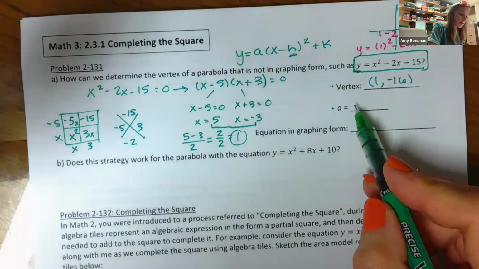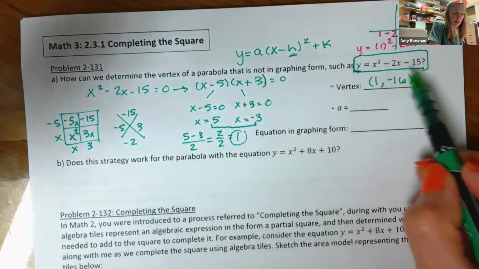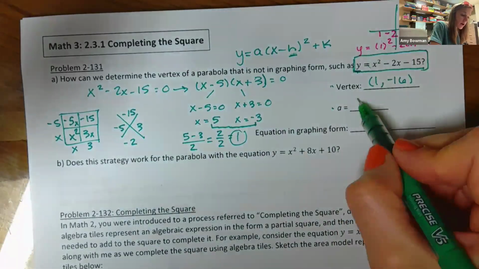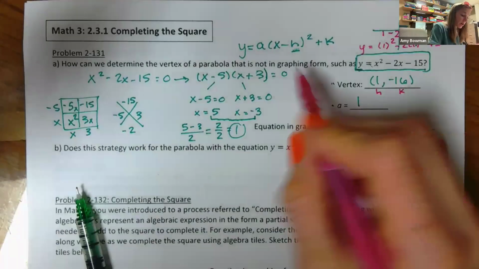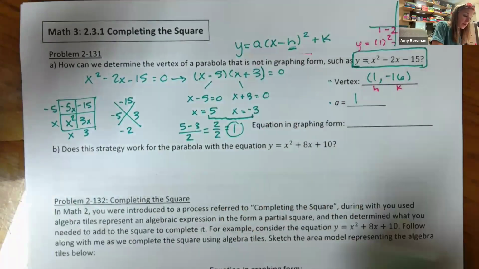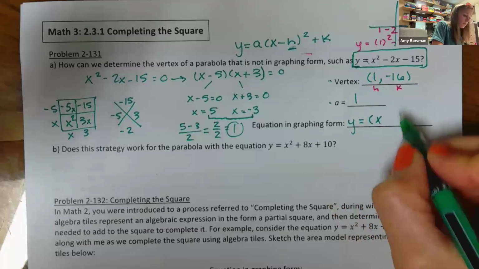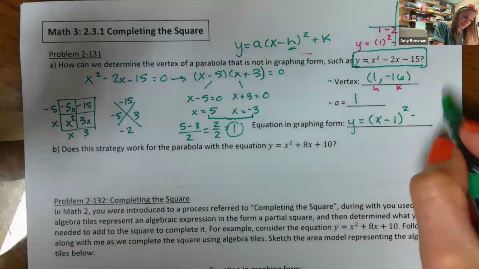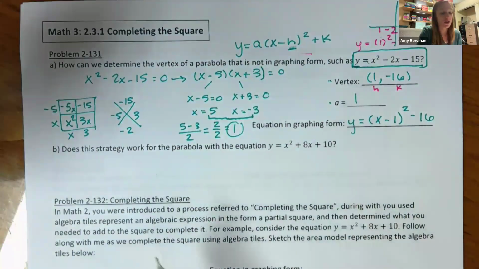And then the a value, that is the one piece of graphing form that is visible in standard form. It's still just the coefficient of x squared. So in this case, the a value is 1. Now we have our a value, we have our h and k value, so we can go ahead and put it in graphing form. The equation in graphing form would be a, or 1, times x minus h squared minus k, or plus k, which is negative 16. So this is how you were first introduced to going from standard to graphing form.